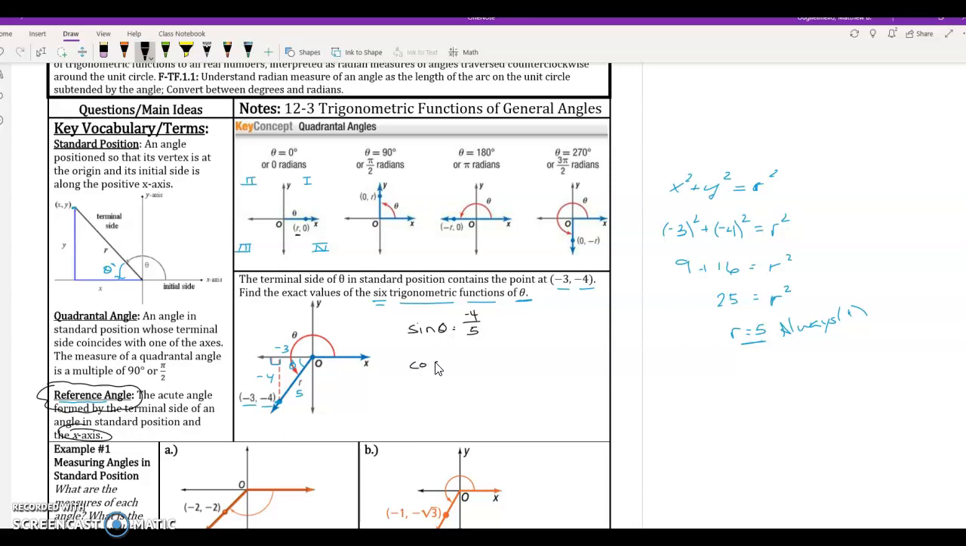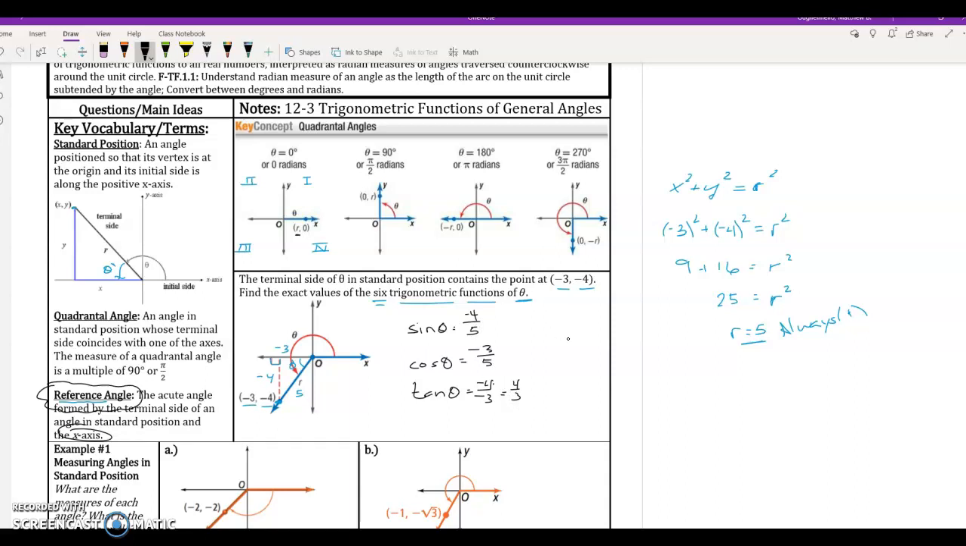For cosine of theta, I'm using the adjacent side, which is the -3 side, over the hypotenuse, which is 5. And then for tangent, we're looking at the opposite side, which is -4 over the adjacent side, -3. So -4 over -3 simplifies to 4/3. Okay, so -4 fifths, -3 fifths, and 4/3 are our 3 trig ratios.